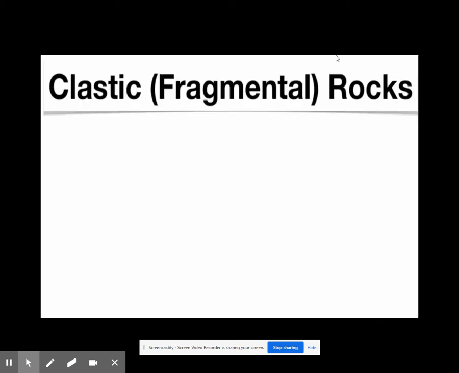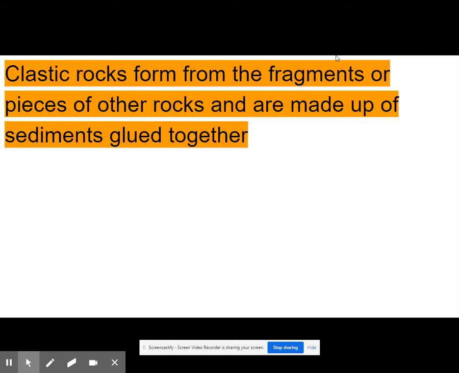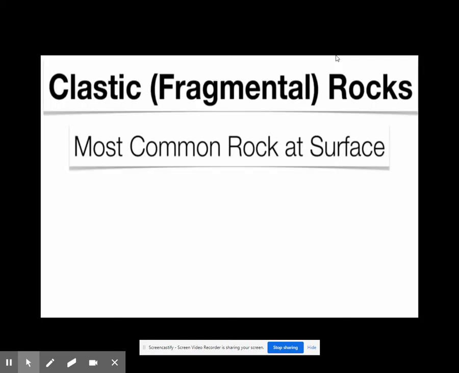Let's take a look at clastic or fragmental rocks. What are they? Well, clastic rocks form from the fragments or pieces of other rocks and are made up of those sediments glued together. So these rocks are actually made up of pieces of other rocks, and somehow these pieces, by a process called lithification, get glued together to form new solid rock.